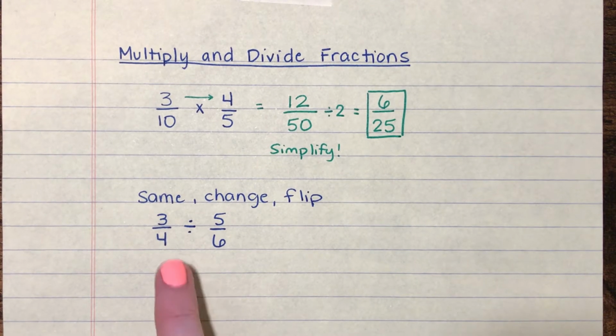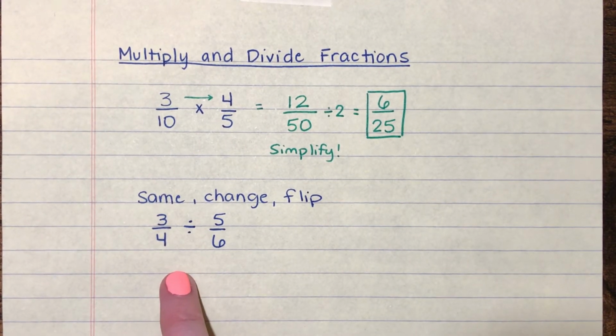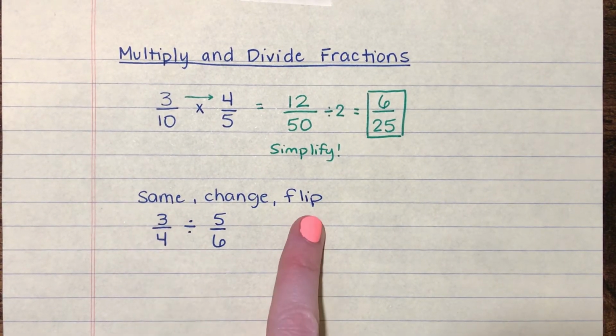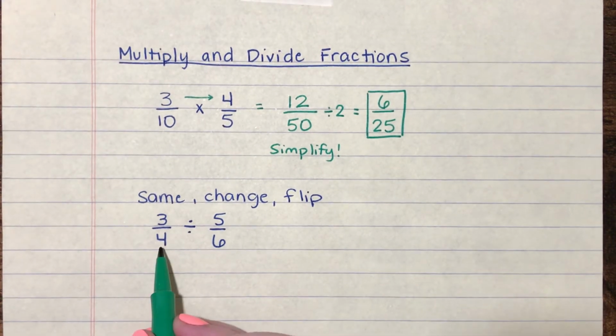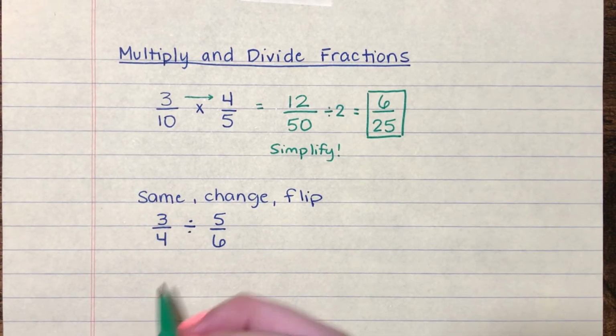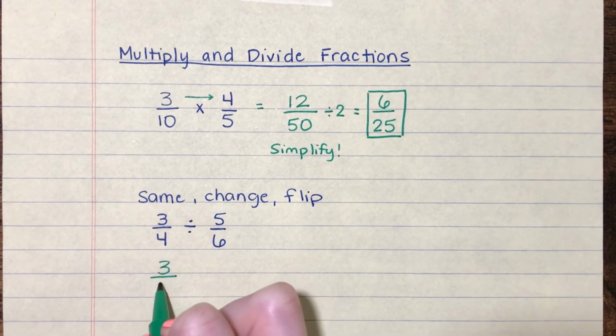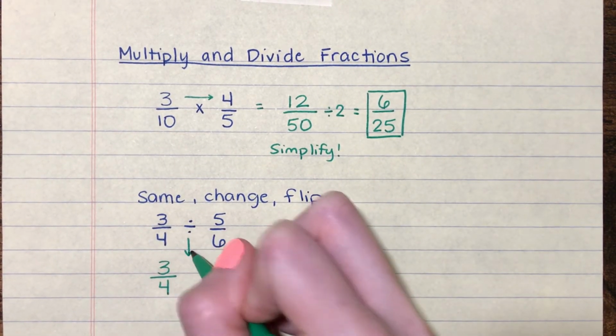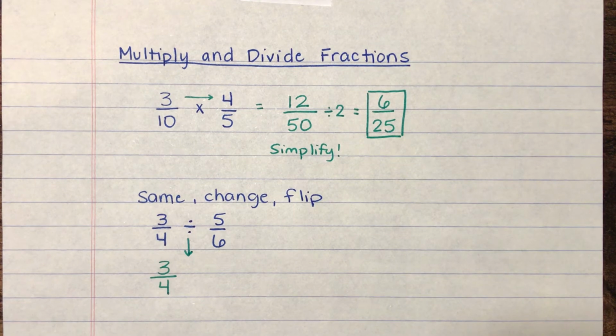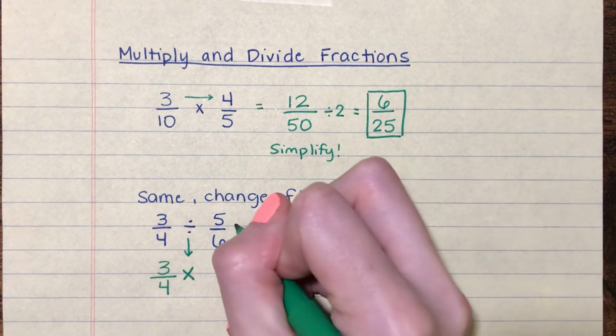All right, now, dividing fractions is really similar to multiplying as long as I follow my directions of same, change, flip. So what that means, remember, is that the first number in my problem stays the same. So I still have 3/4. I change the division sign to its opposite, which is multiplication, and I flip the second fraction.